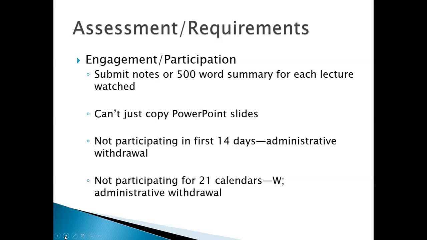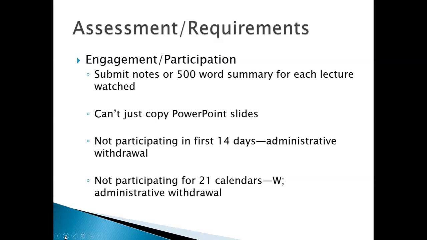If you do not participate for 21 calendar days at any one point, so you go like 3 weeks without doing anything, you'll receive a W for the course and be administratively withdrawn. Both of those are subject to appeal, so if you believe there's a reason that should be reconsidered, you do have the rights of appeal. That information is found in the Canvas modules, the policies section.